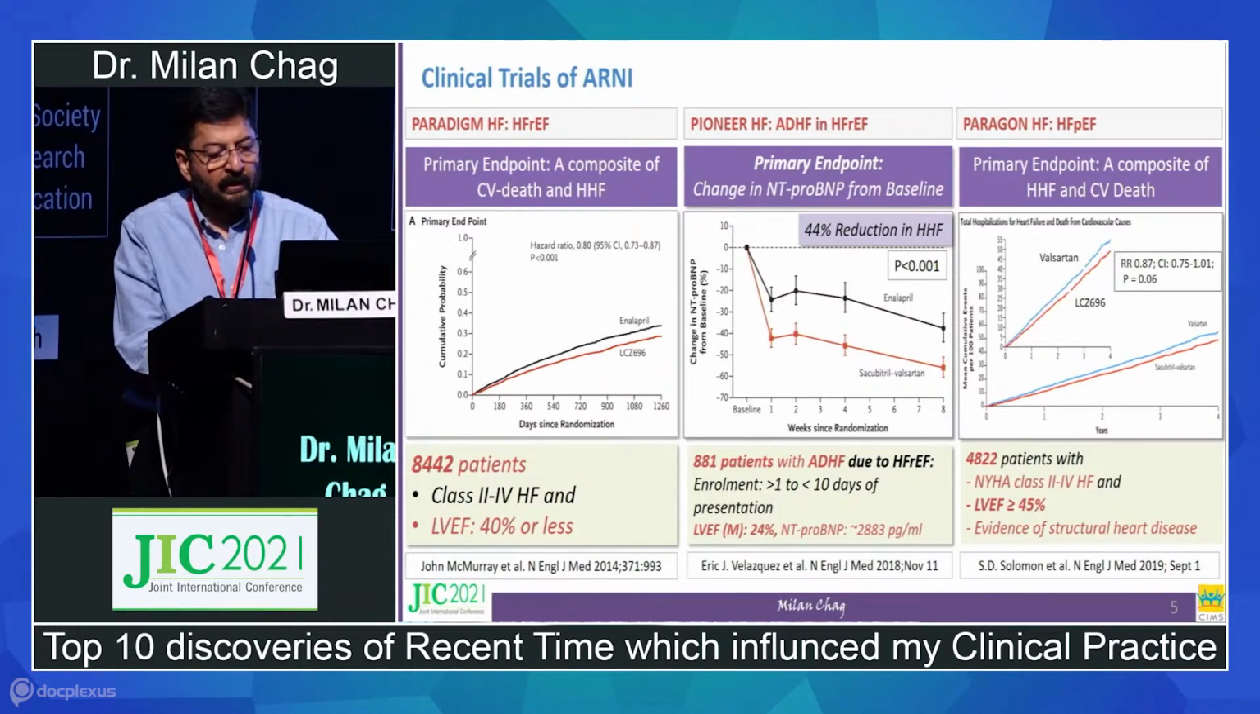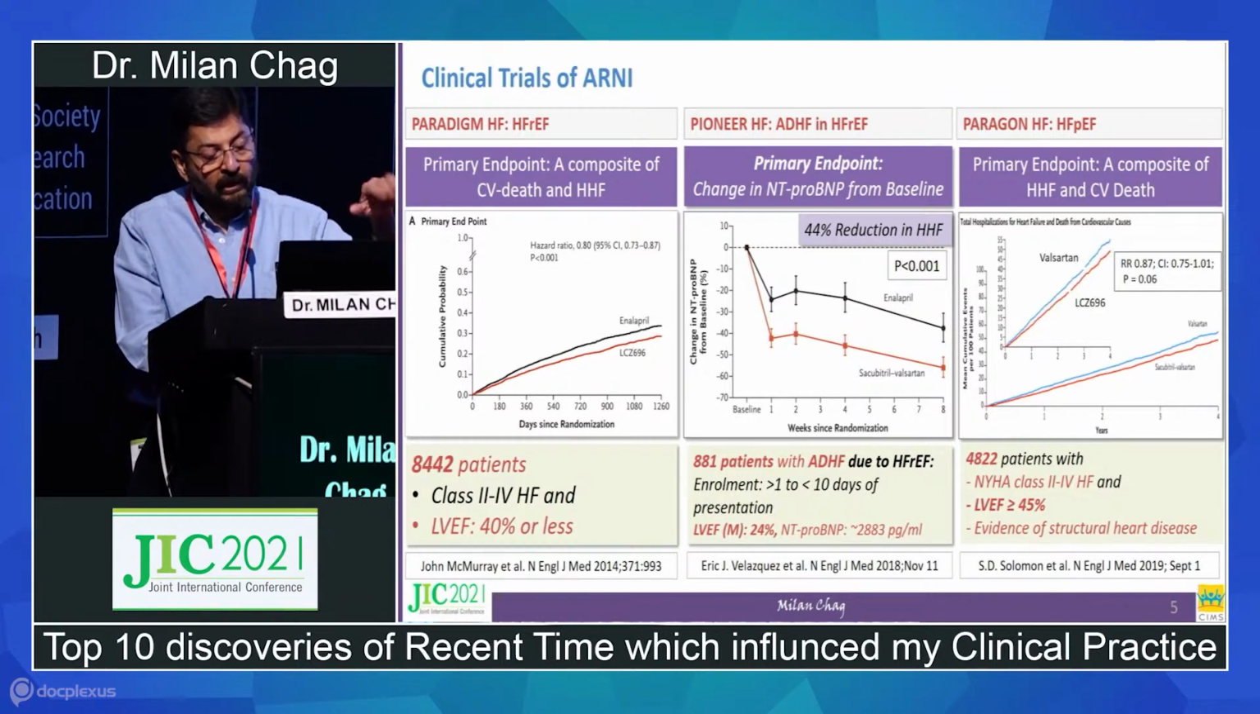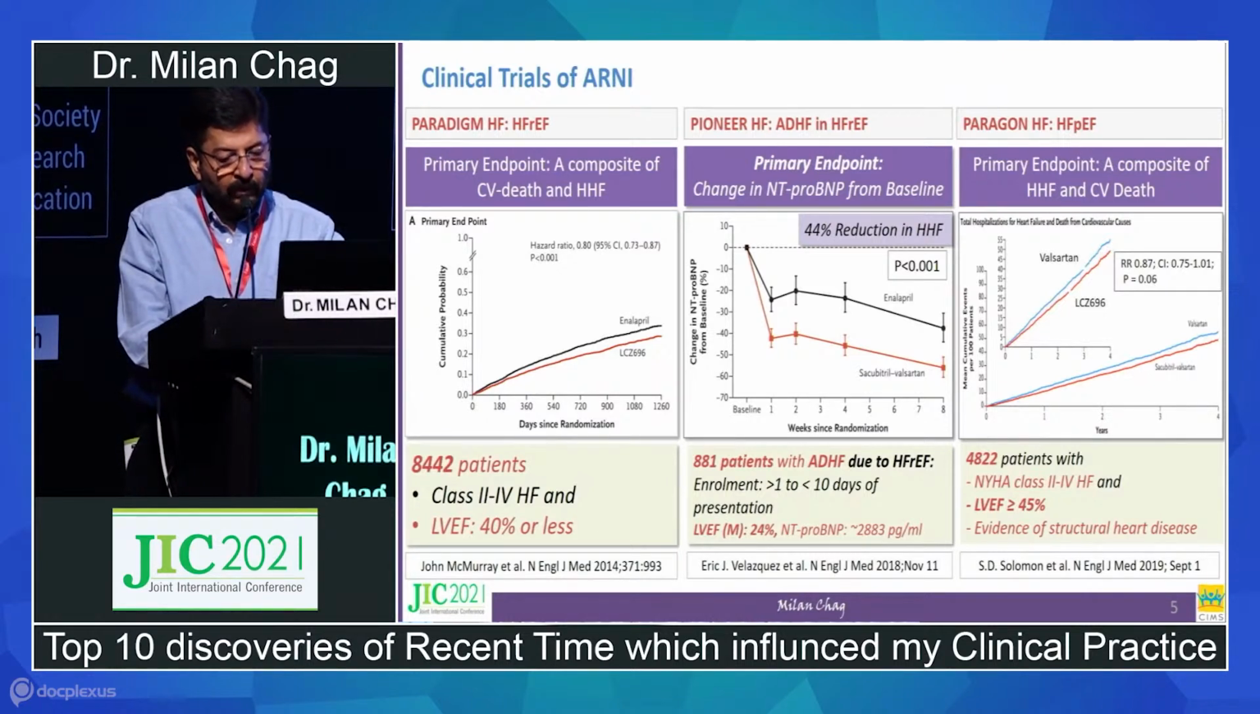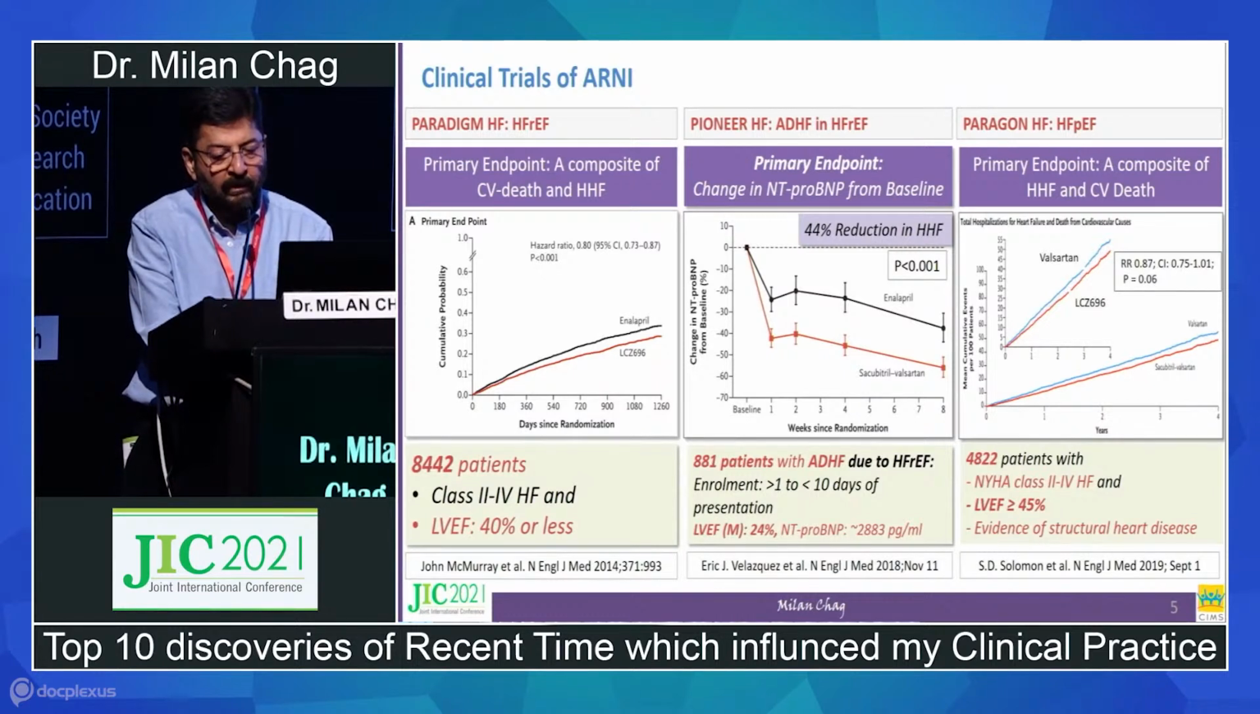PARADIGM-HF was a landmark trial where patients of chronic heart failure with ejection fraction less than 40% were compared with enalapril, and LCZ reduced the risk of the composite of cardiovascular death and heart failure hospitalization by 20%. So it was all about enalapril, a 20% further reduction in mortality. That was tremendous. The PIONEER-HF trial was LCZ in acute decompensated heart failure. It's the first of its kind for acute heart failure where the primary endpoint of change in NT-proBNP was significantly lowered with use of LCZ, and that resulted in a 44% reduction in repeat hospitalization for heart failure.